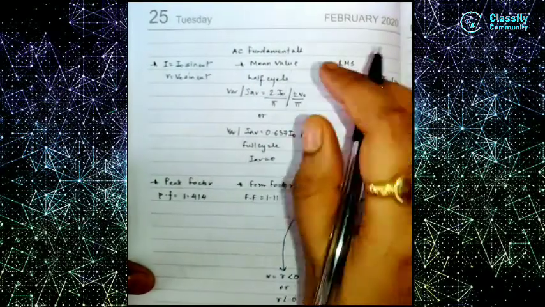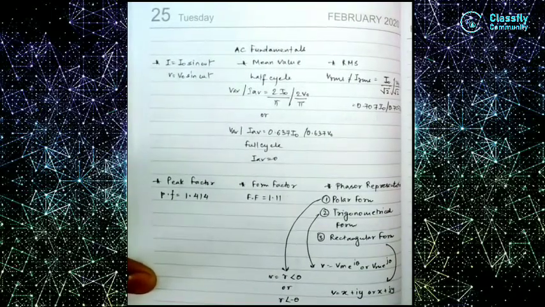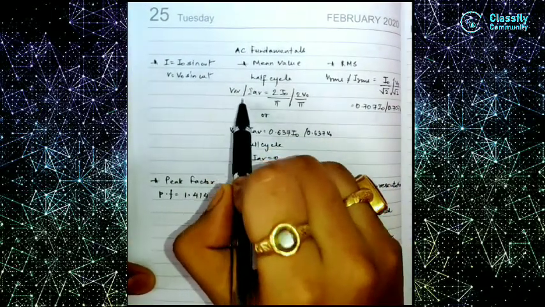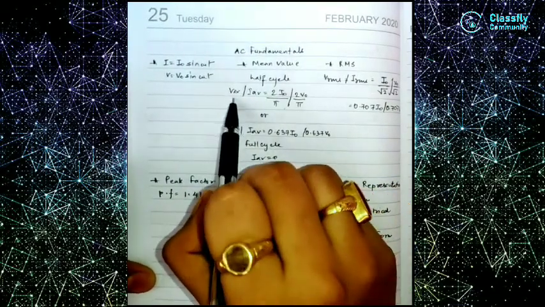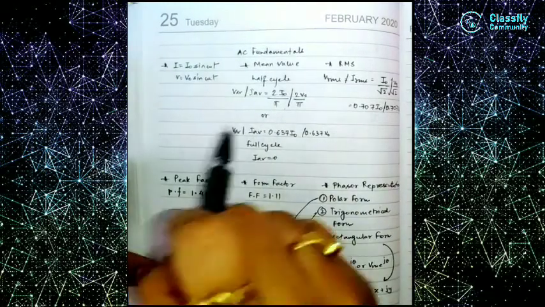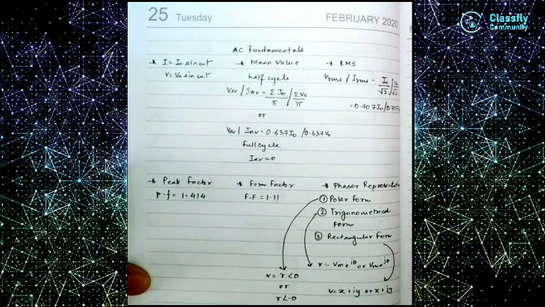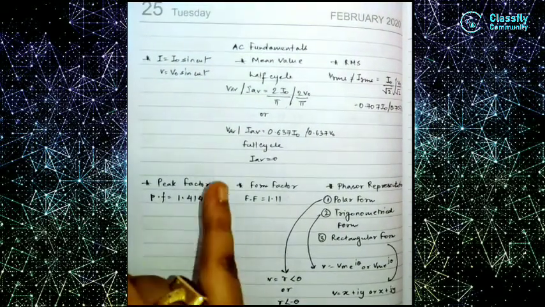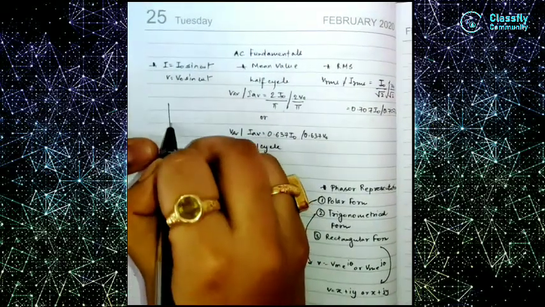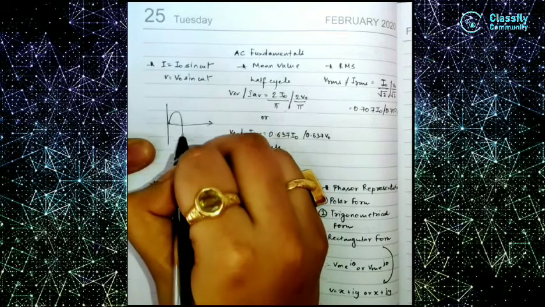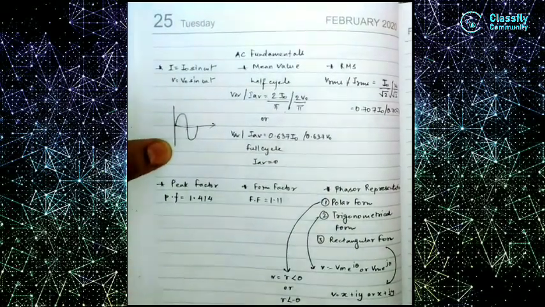The mean value of the half cycle of AC is V average or I average, that means the average value for the voltage or the current is 2 I0 by pi. Similarly for voltage, it is 2 V0 by pi. When we solve this, we get 0.637 for the current as well as for the voltage. But for the full cycle, I average equals 0. Why so? Because if we take a sine wave, the positive cycle and the negative cycle will nullify each other.